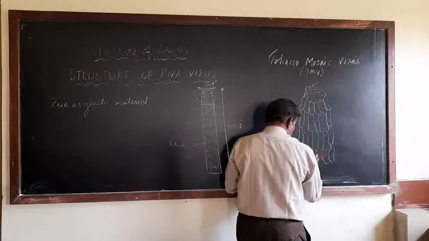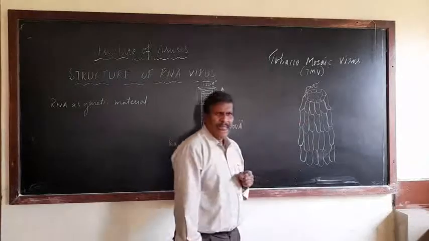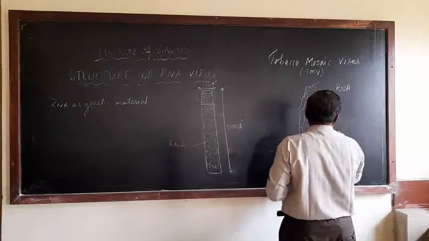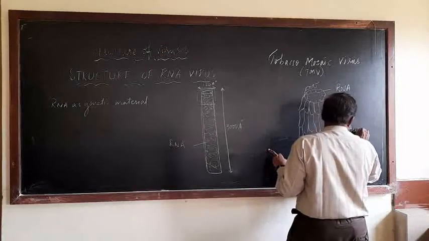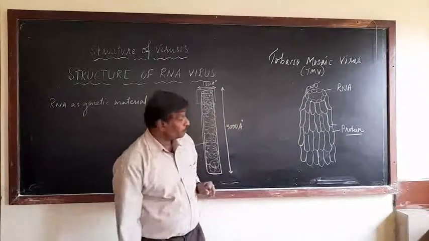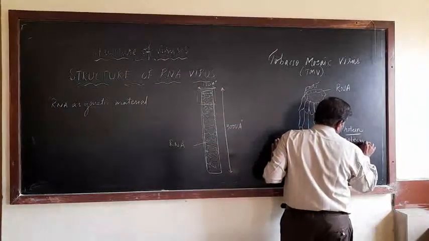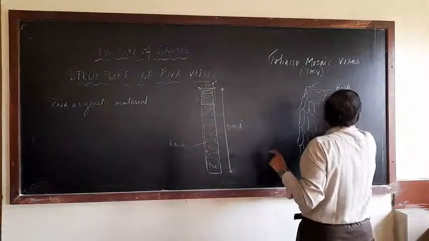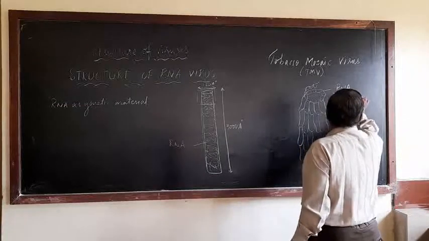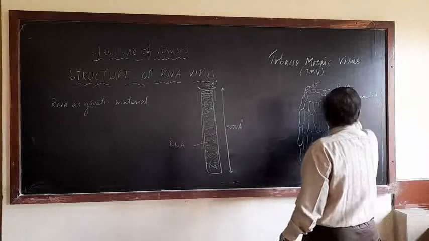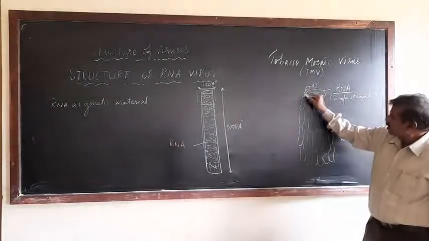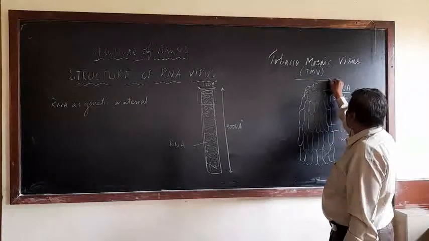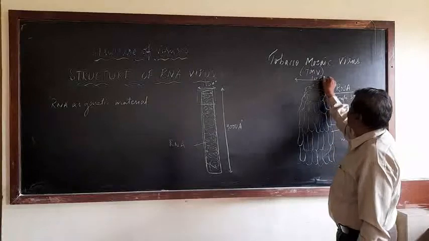These are the protein molecules. This is RNA. They are all protein molecules. As far as the RNA present in the tobacco mosaic virus is concerned, it is usually single stranded. It is a single-stranded RNA molecule, and this RNA molecule forms the center. As I already told you, here the diameter is around 180 angstroms.